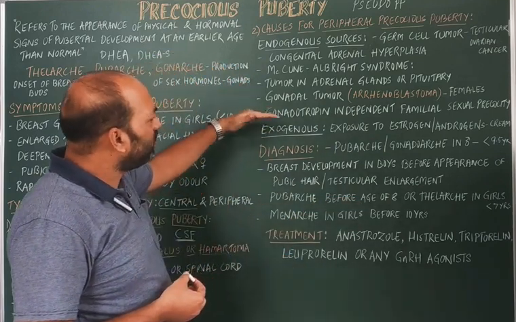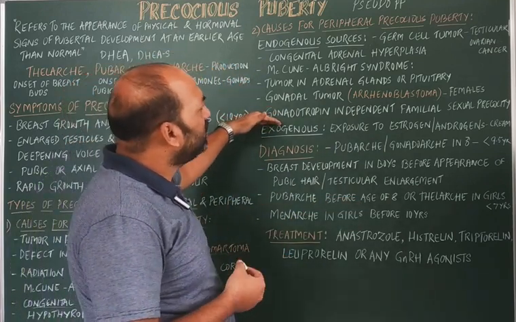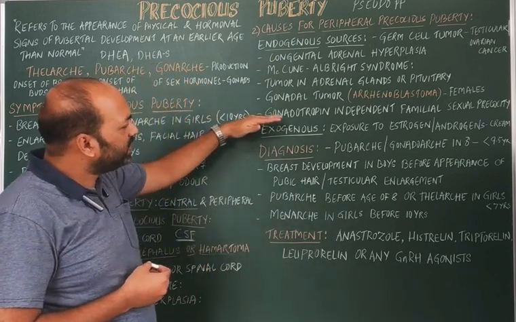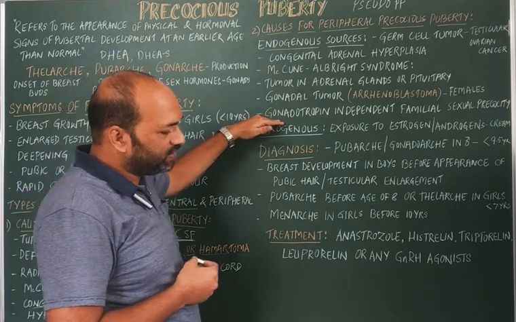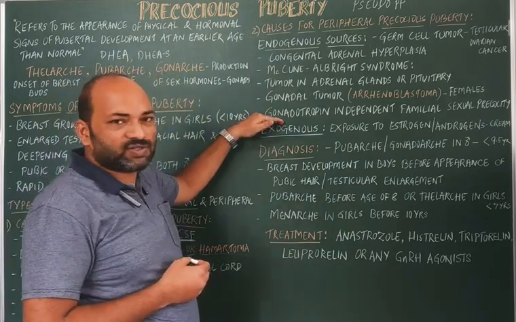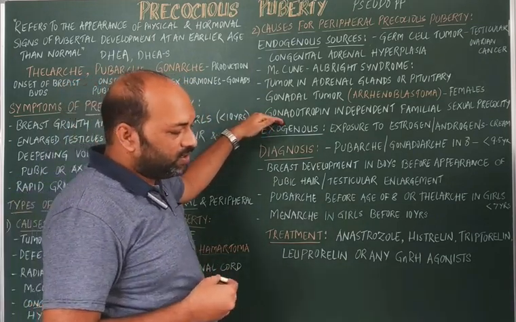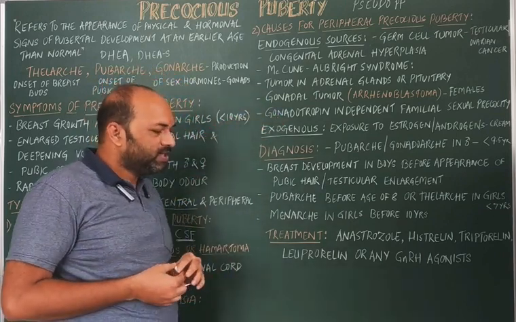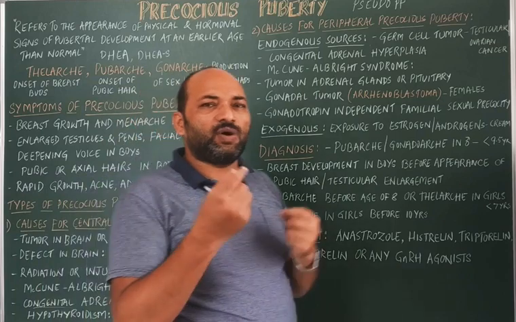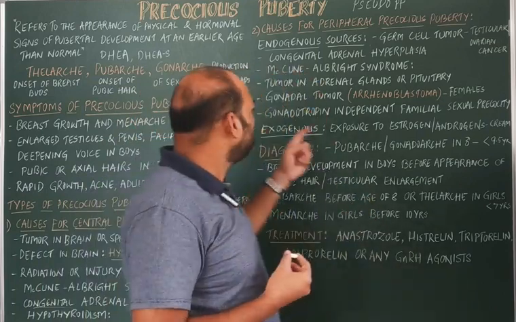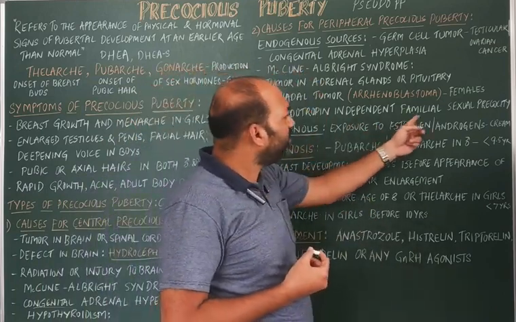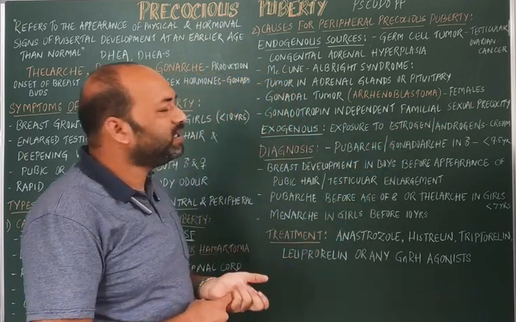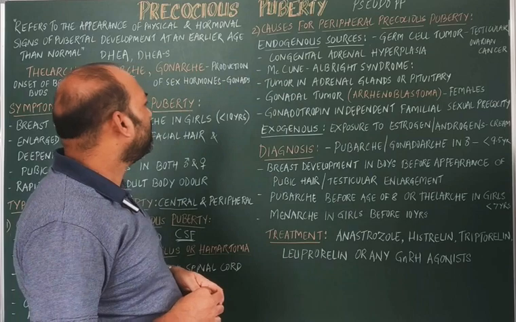Next is gonadotropin independent familial sexual precocity. This is one of the possible reasons for precocious puberty, as we have discussed, where it is caused by a defect in the gene, which results in the production of testosterone in boys. This is basically associated with boys at the age of 1 to 4. So that is gonadotropin independent familial sexual precocity, which is commonly seen in boys, right?